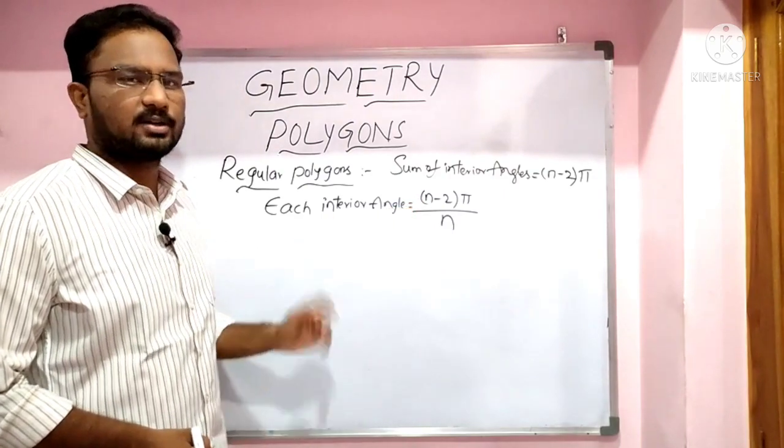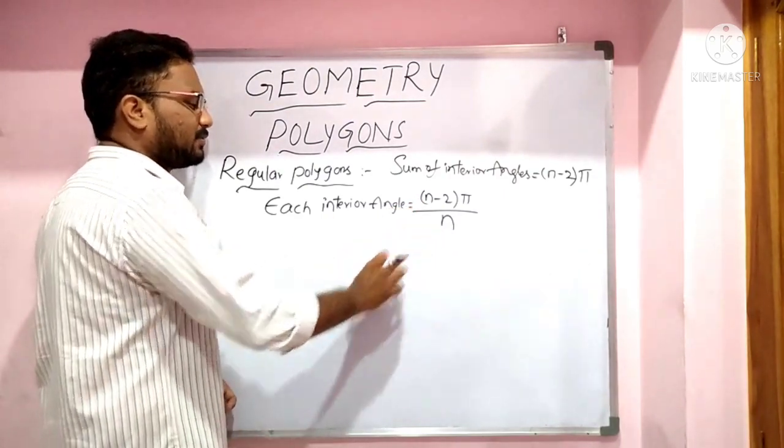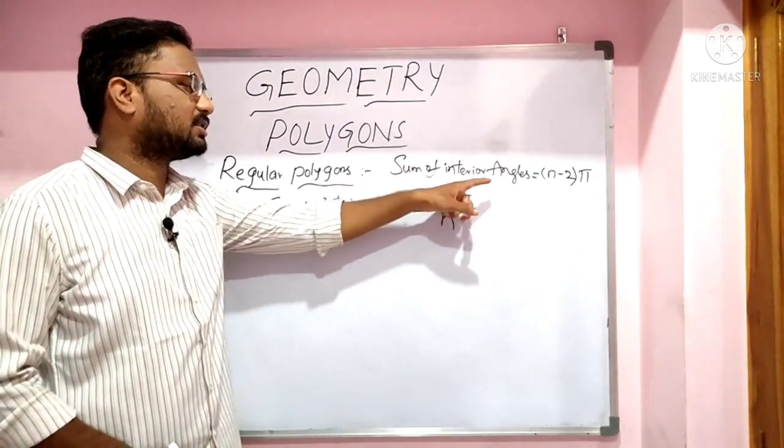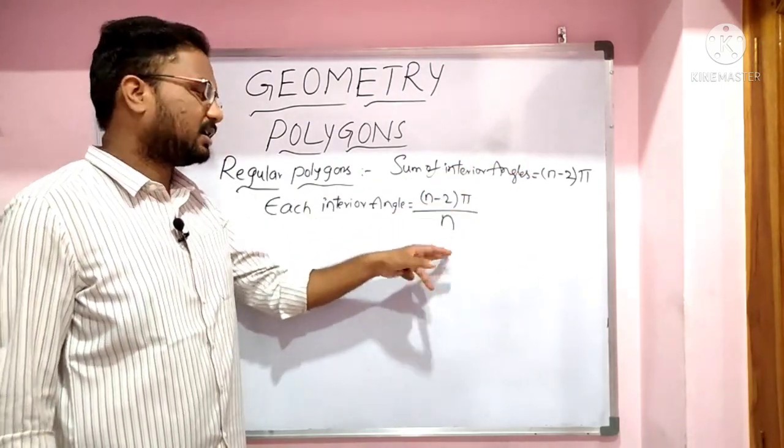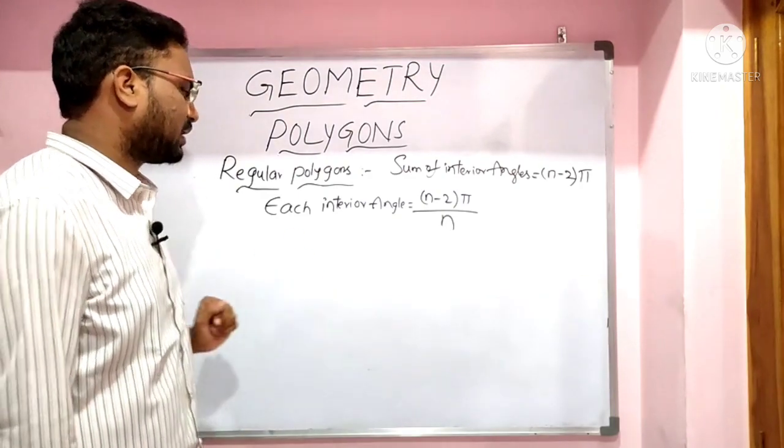Here n is the number of sides. The sum of all interior angles is (n minus 2) into pi, so each interior angle is (n minus 2) into pi by n. This is each interior angle.